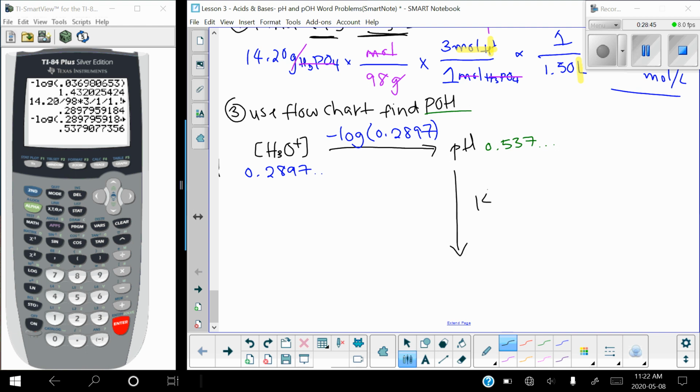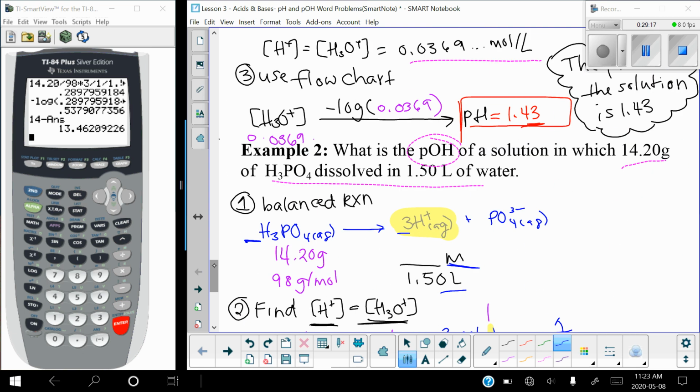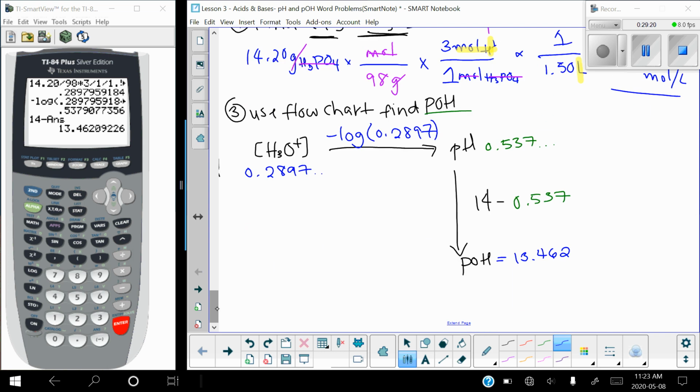So I'm going to need to convert this one more time. I'm going to go 14 minus my pH, 0.537. And once that is subtracted out, so we know 14 minus, here we'll do answer this time, enter. My final pOH is equal to 13.462. Let's scroll up to see our significant digits. The least amount of significant digits I see is 3. That was used in the problem, so I do need to round to 3 decimal points in this guy. So here is our final answer.